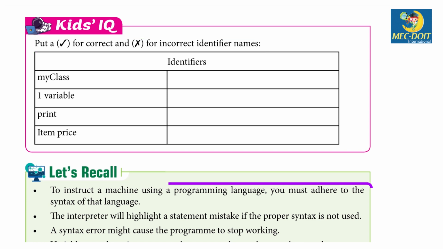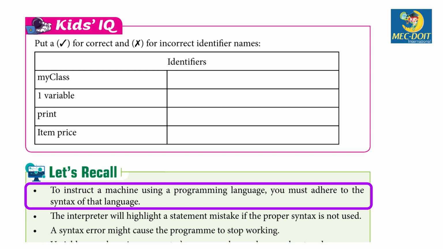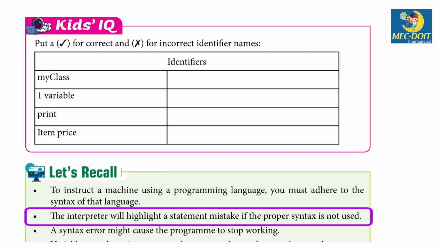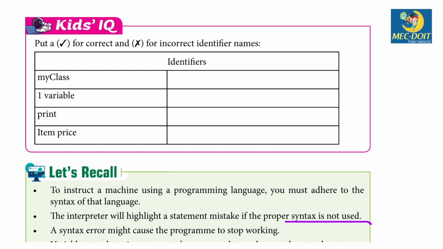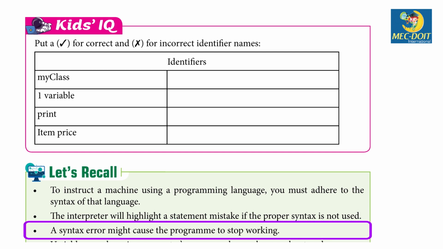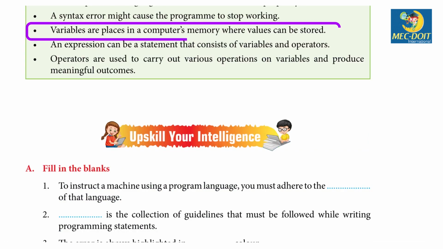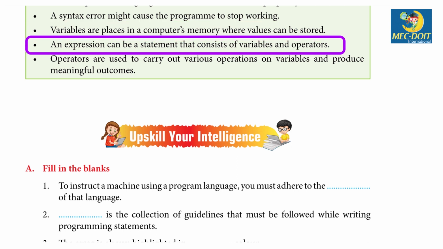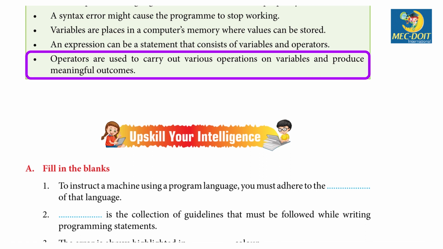Let's recall. To instruct a machine using a programming language, you must adhere to the syntax of that language. The interpreter will highlight a statement mistake if the proper syntax is not used. A syntax error might cause the program to stop working. Variables are places in a computer's memory where values can be stored. An expression can be a statement that consists of variables and operators. Operators are used to carry out various operations on variables and produce meaningful outcomes.